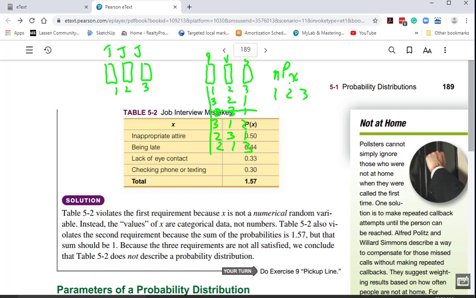So let's see. This is back on. I don't know why it does that.